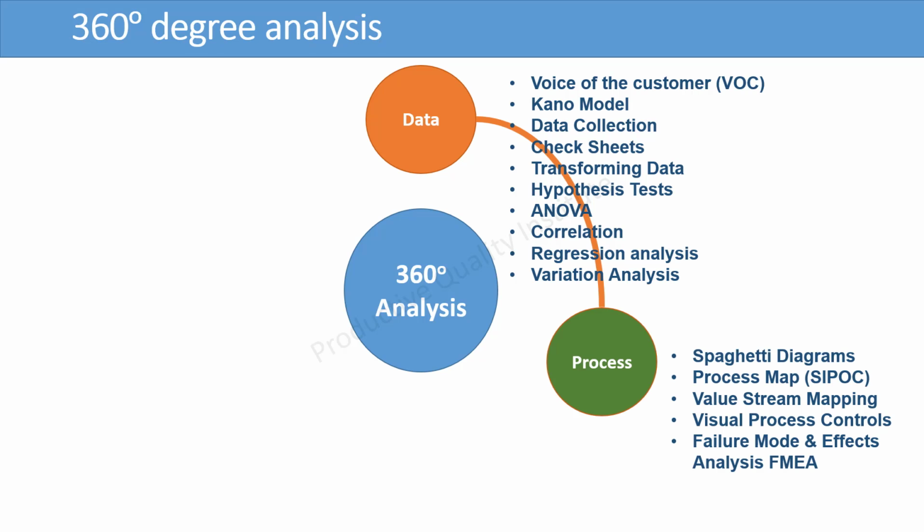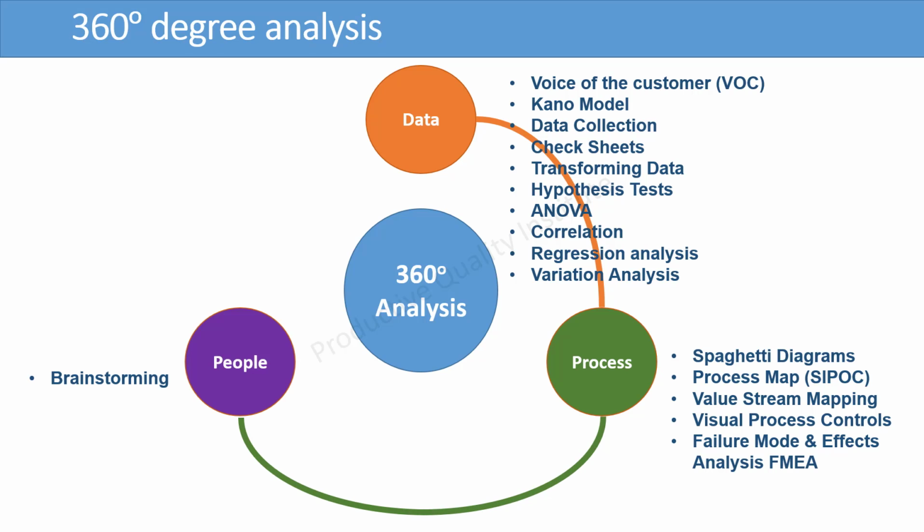Then, we will do the process analysis. We will use the following tools for process analysis: spaghetti diagrams, process map, SIPOC, value stream mapping, visual process controls, failure mode and effects analysis, FMEA. The last part for 360-degree analysis is the people analysis using brainstorming, which leads us back to the data analysis.